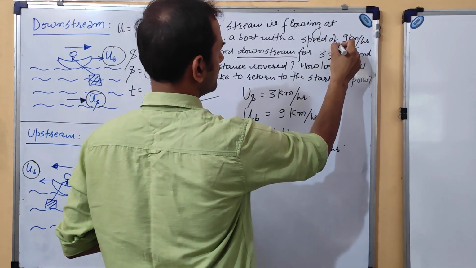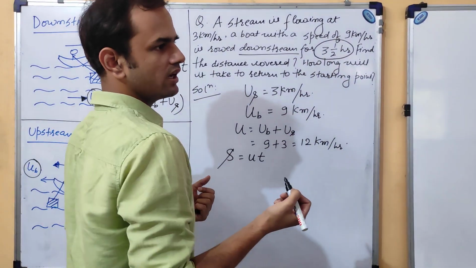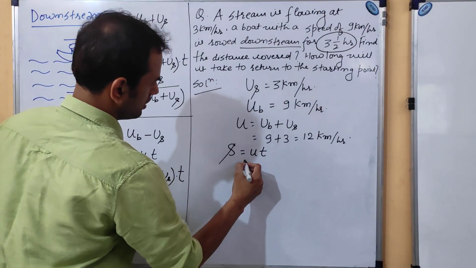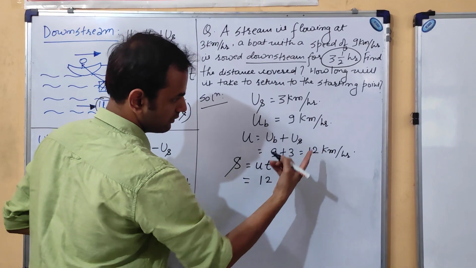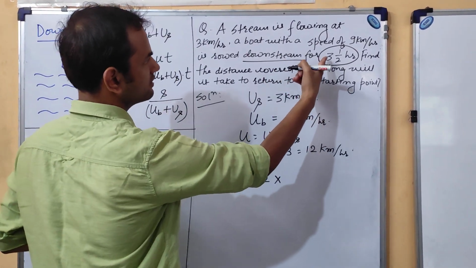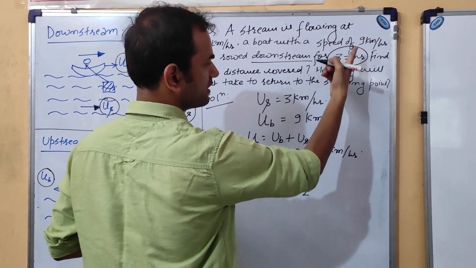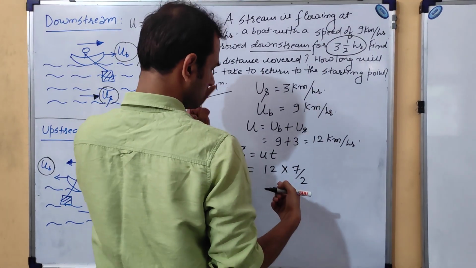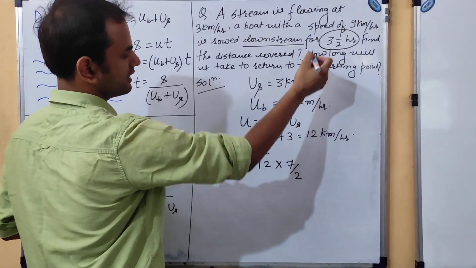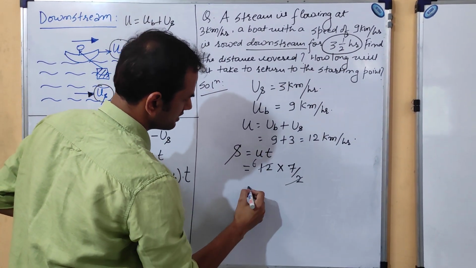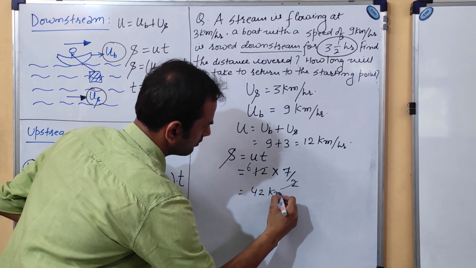It is rowed for 3 1 by 2 hours, that is 7 by 2 hours or 3.5 hours. So this becomes U, which is 12 km per hour, into time, which is 7 by 2. 3 into 2 is 6 plus 1, it is written in mixed fraction, so I am just converting it into the proper one. So 7 by 2, 2 will go into 12 six times, we will get 7 into 6, 42 km.